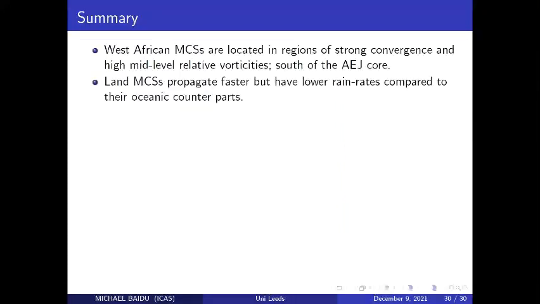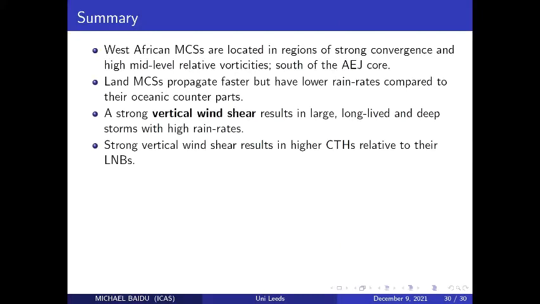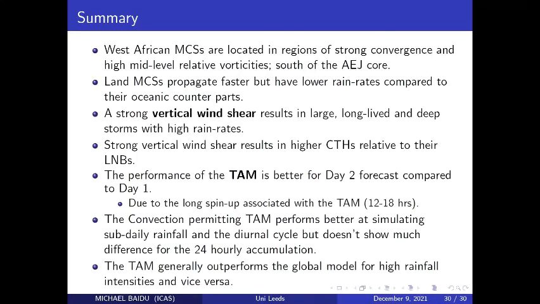So the conclusions from this work are that West African MCSs are located in regions of strong convergence and high mid-level relative vorticity south of the African jet core. Land MCSs propagate faster, but have lower rainfall rates compared to their oceanic counterparts. A strong vertical wind shear results in large, long-lived, deep storms with high rainfall rates, and also results in higher cloud top heights relative to their level of neutral buoyancy.